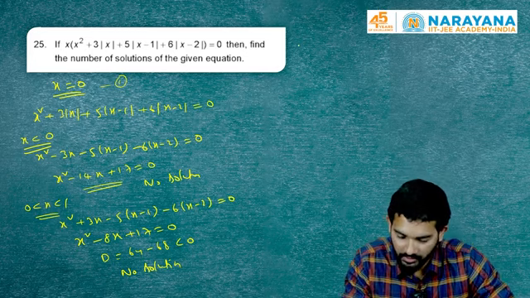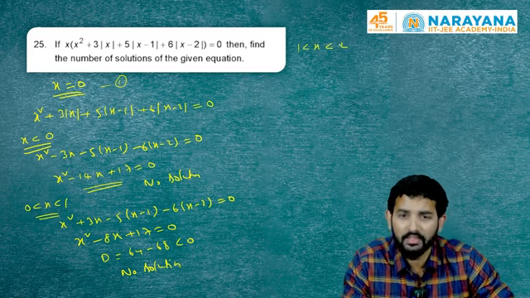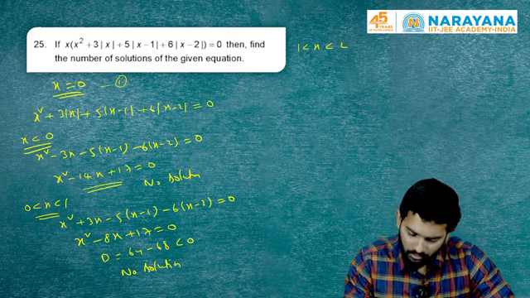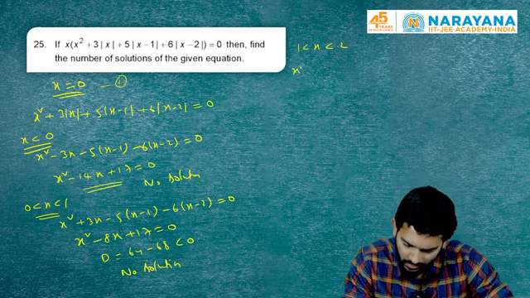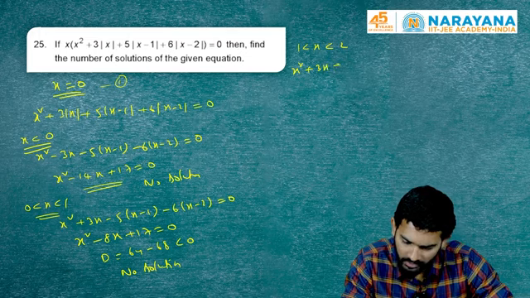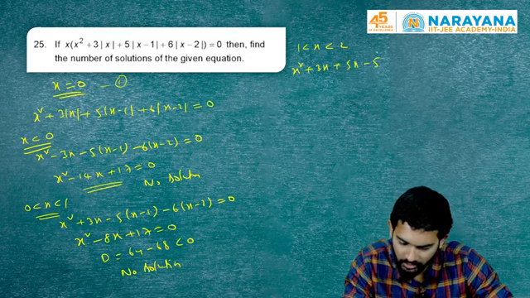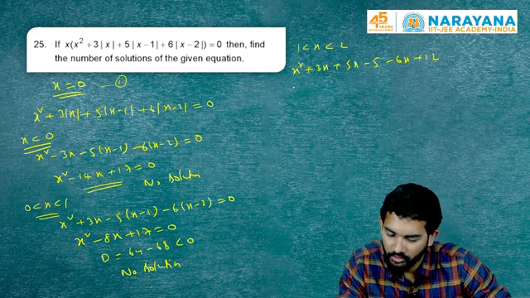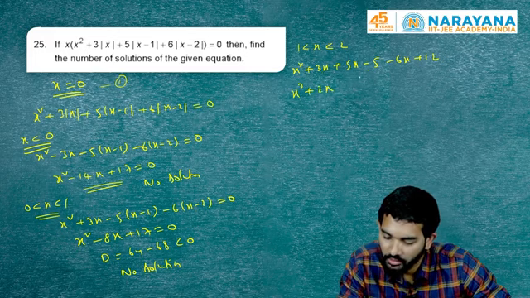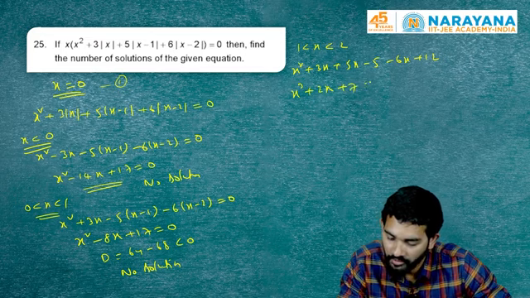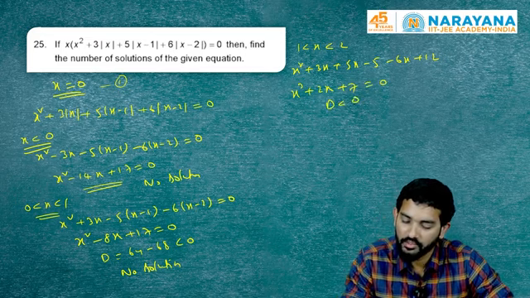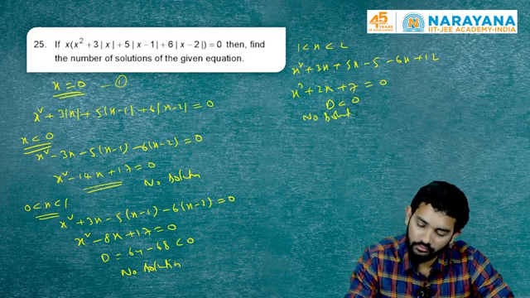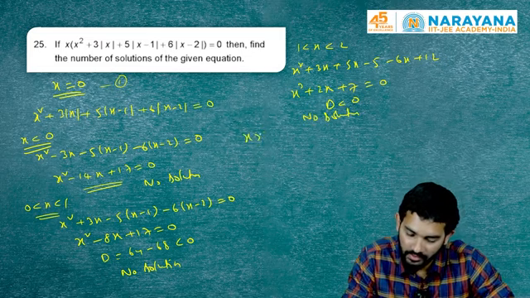Then if I am taking next case, that is 1 less than x less than 2. So what I'll get here, x square plus 3x plus 5x minus 5 minus 6x plus 12. So this will be x square plus 8x minus 6x will be 2x, and this will be minus 5 plus 12, which will be 7. So here also discriminant is less than 0, which means no solution. The next case is x greater than 2.